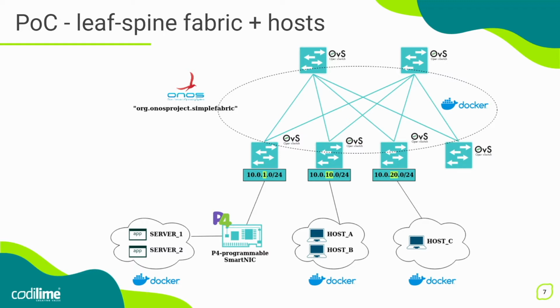The general idea behind this setup is that end users, labeled here as host A, B, and C, will try to access the services available on the application servers. From the IP forwarding perspective, we've got 3 different subnets here. The first one is a dedicated subnet for the application servers, and they are connected to the fabric through the SmartNIC, as you can see. And the other 2 subnets are for end users.